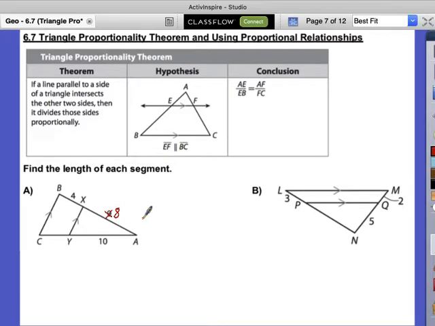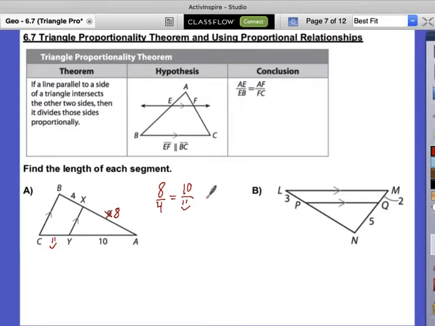So here we're going to find the measure of CY. For our triangle proportionality theorem, we have a line intersecting the other two sides that's parallel to the third side. So that's set up for the theorem, and it divides the two sides proportionally. A proportion we could do here is 8 over 4 is equal to 10 over this missing part, which we could call anything. Right now, I'm going to call it a smiley face.